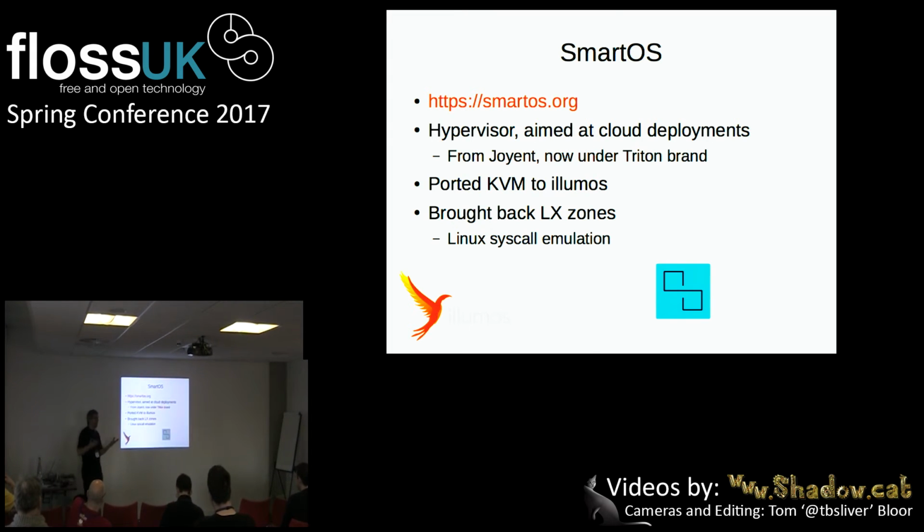But because they're interested in virtualization, they ported KVM to Illumos. That was a fairly interesting experience by the sounds of it.